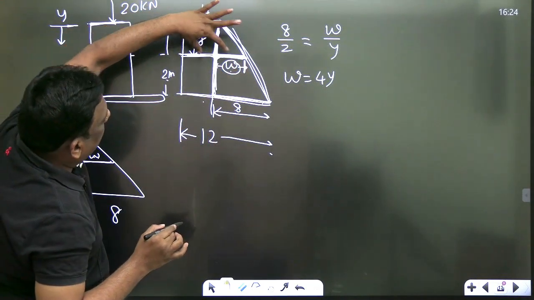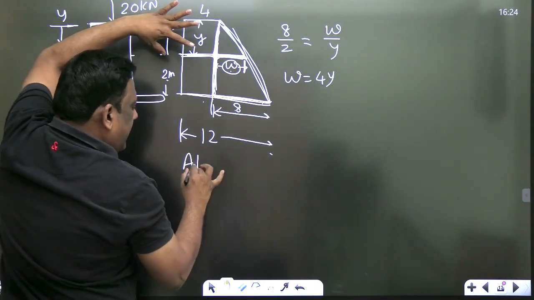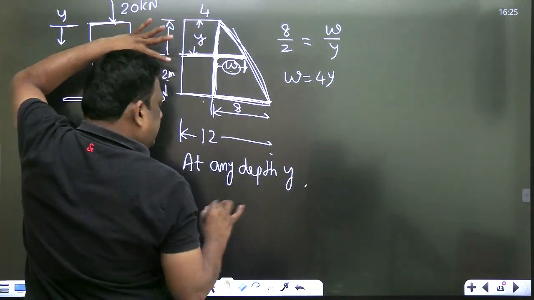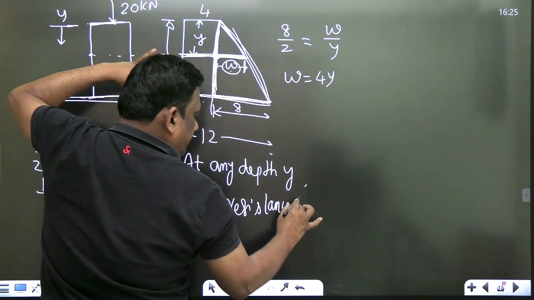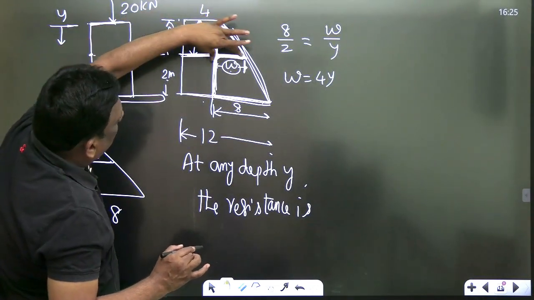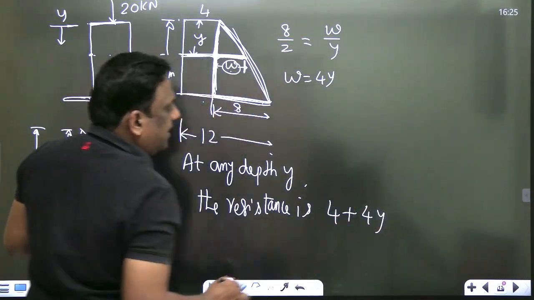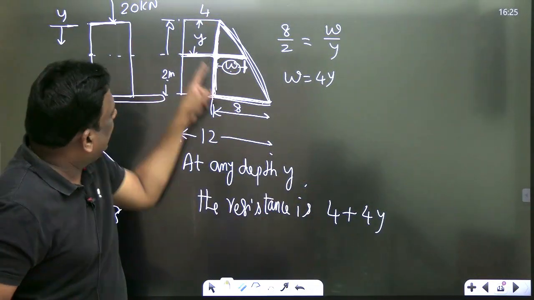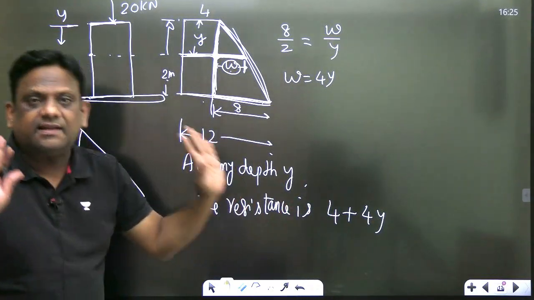I want the total value. This is already 4 and this is small w. So total at any depth y, the soil resistance is 4 plus w, so 4 plus w is 4 plus 4y. Cross check once. When y is 0, what will be the resistance? 4, correct. When y is 2, 4 plus 8, that is 12, correct. At any distance y, this is the resistance.